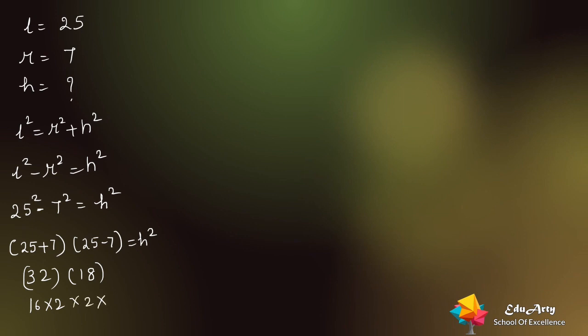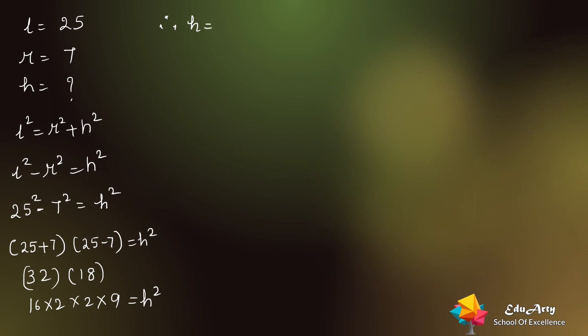So I always feel that A minus B into A plus B is easy, so I am getting 25 plus 7 into 25 minus 7. That will give you H square is equal to 32 into 18, correct. So 32 is equal to 16 into 2 and 18 is equal to 2 into 9. Clearly you can see the value of H we are getting, correct. So therefore we can say that H is equal to square root of 16.